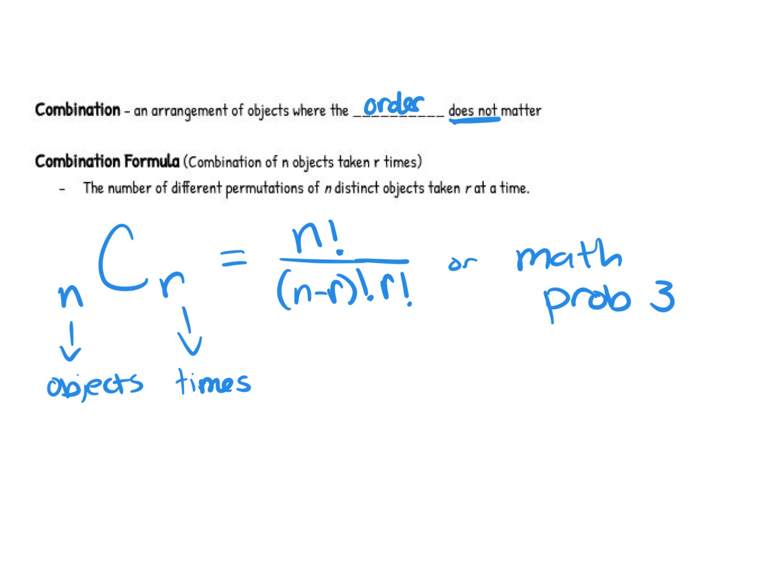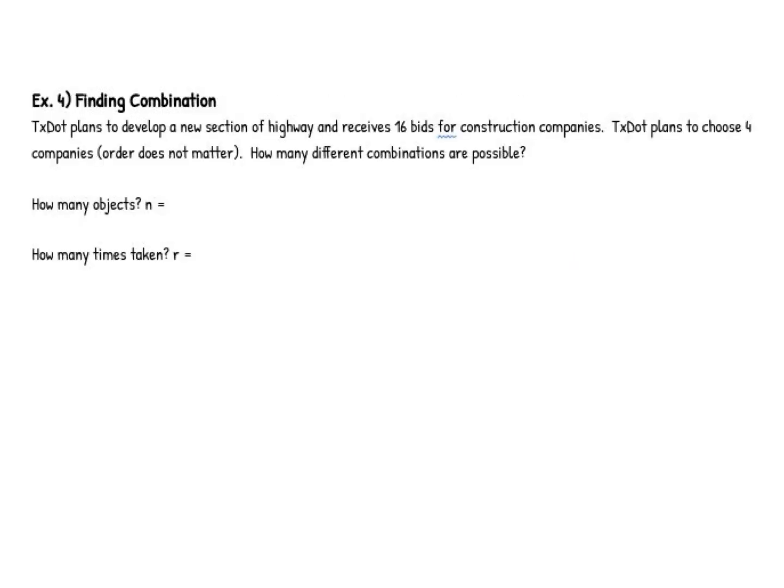Then we also have our combination. A combination is an arrangement of objects where the order does not matter. So we still have n objects taken r at a time. This is when order does not matter. So it's n factorial over n minus r factorial times r factorial, or MathProb 3. So let's look at an example.